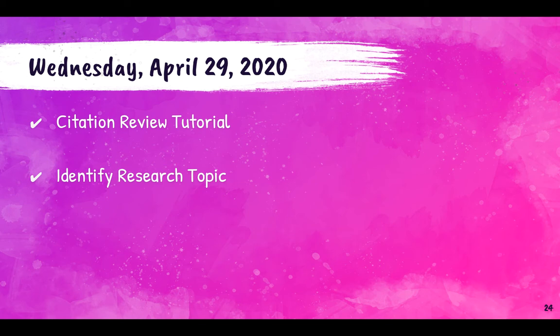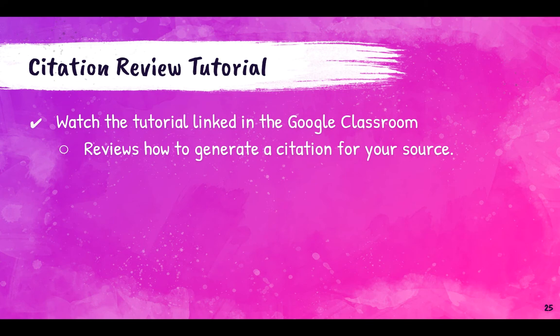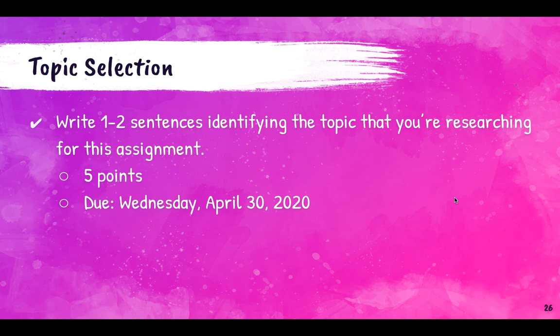Okay, Wednesday, April 29th. So today what I want you to do is watch that citation review tutorial and identify your research topic. I've already uploaded the citation review tutorial to YouTube. You should already have access to it if you are following my playlist for that, but it's also linked in your Google Classroom. It's about 5.5 minutes, and it just reviews how to access MEL and then generate a citation. Also due today is your topic selection. So you will write 1 to 2 sentences just telling me what it is that you're going to be researching. That's worth 5 points. Please make sure you turn it in by the end of the day.